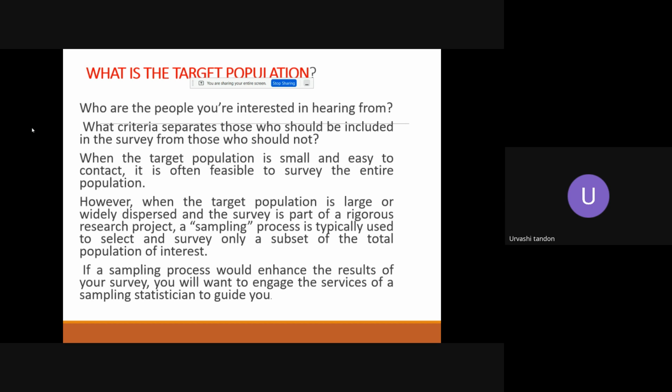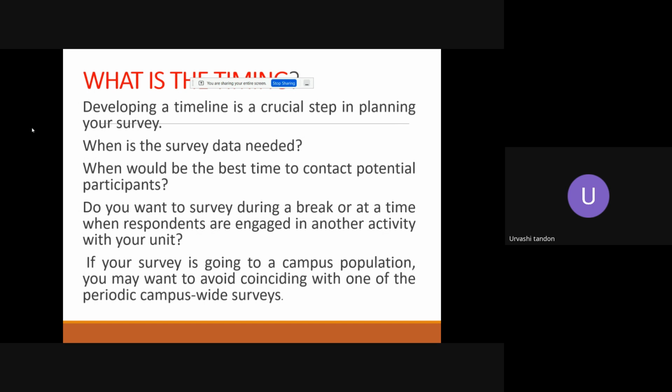So sampling is another area which requires very detailed knowledge. If the sampling process is good, it generally enhances the results of your survey. Then, very important, while designing a survey, is developing a timeline: when the survey data is needed, what the best time is to contact the participants, etc.